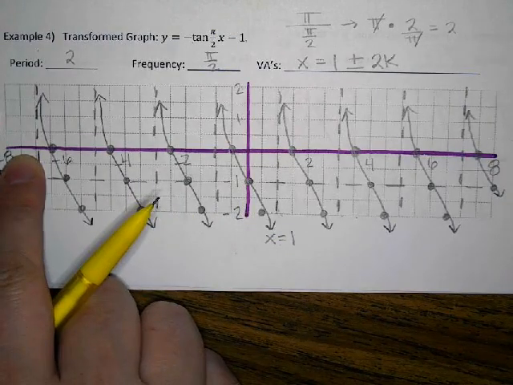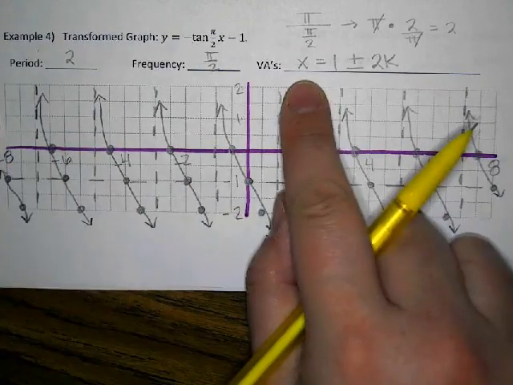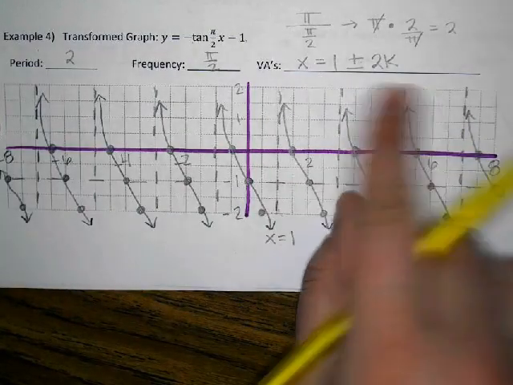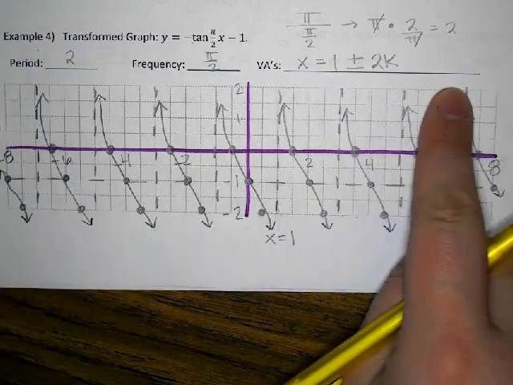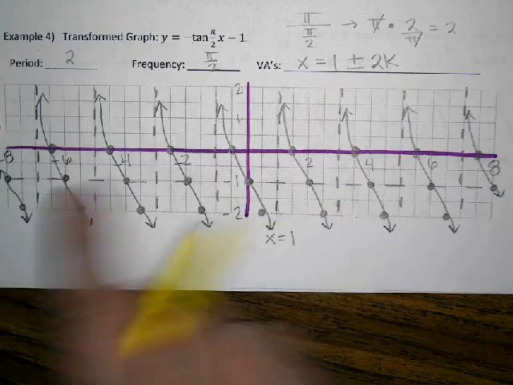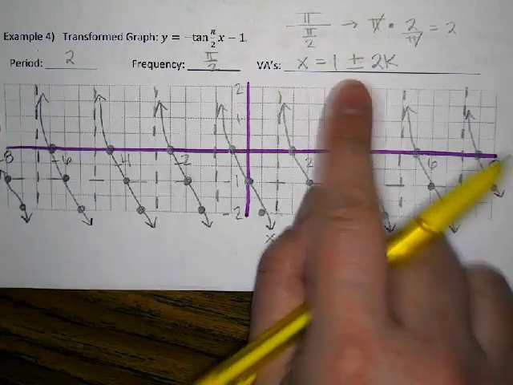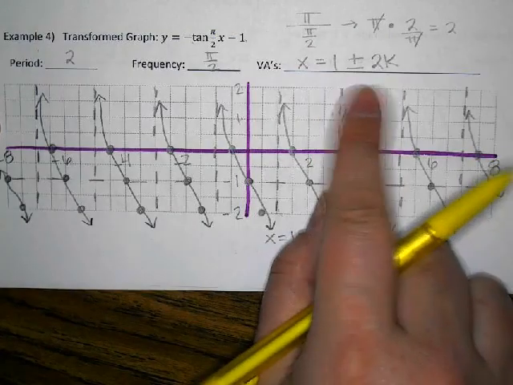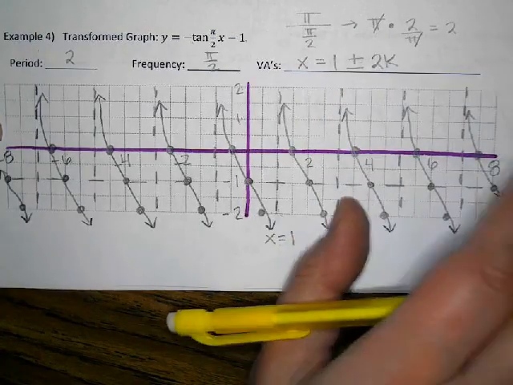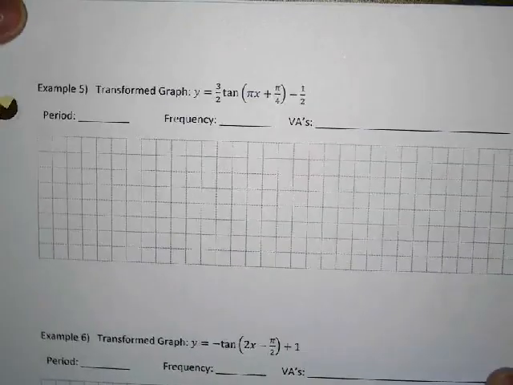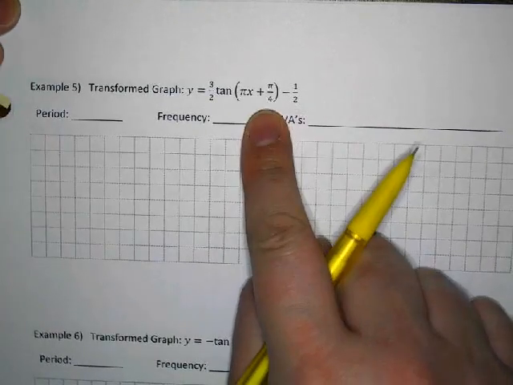So this is how we write an answer that is repetitive, and there are infinitely many vertical asymptotes because this graph would keep going in both directions. So this is how we write it if we have infinitely many answers for this. Okay, let's try the next one. So this is when we're going to start having graphs that shift to the left or shift to the right.